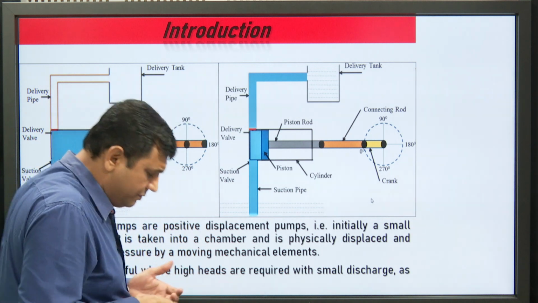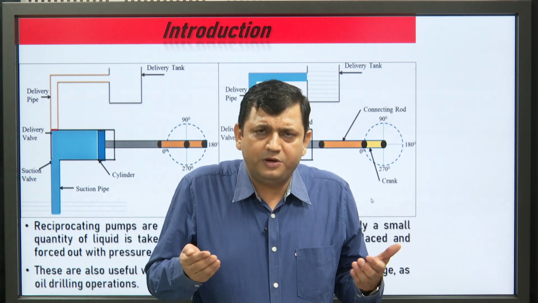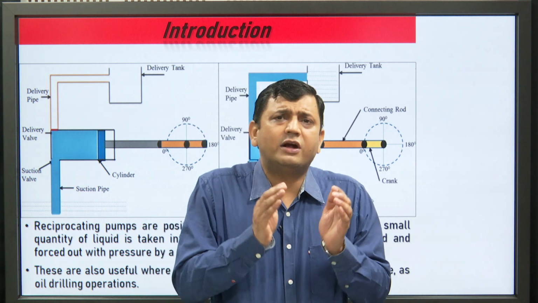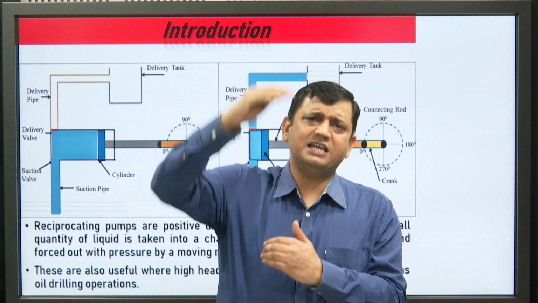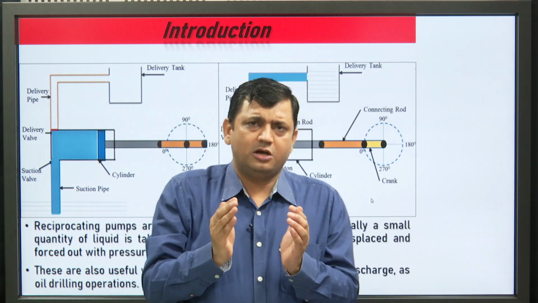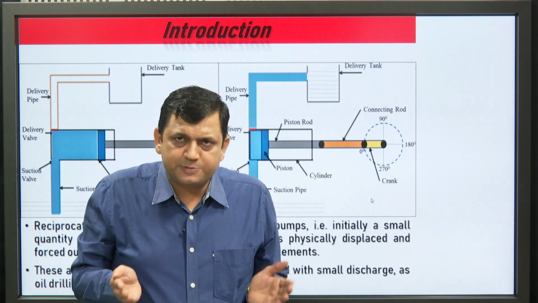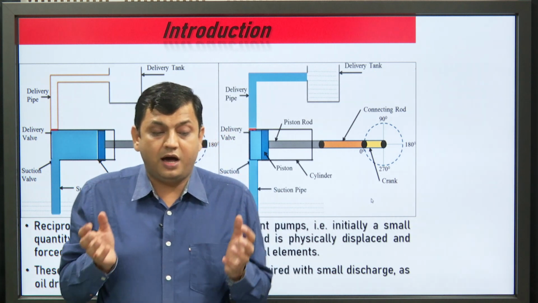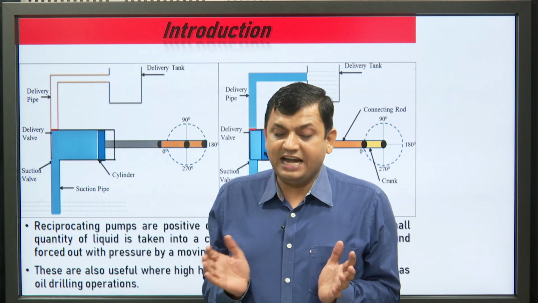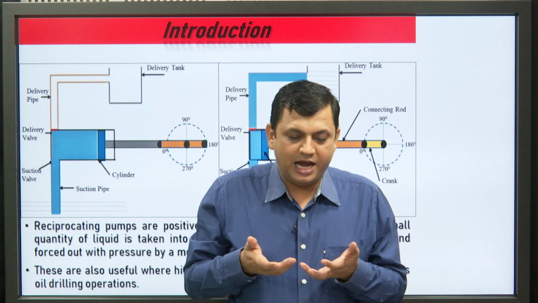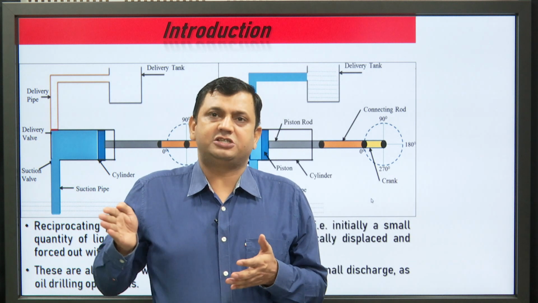What is the application? The reciprocating pump is used for a small quantity of water at very high pressure. The lifting is very high, and the discharge quantity is minimal. So, a reciprocating pump is a positive displacement pump. Initially a small quantity of liquid is taken into the chamber, physically displaced, and forced out with pressure by moving mechanical elements.